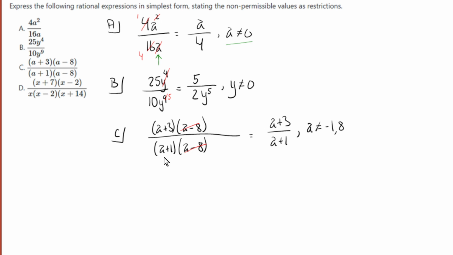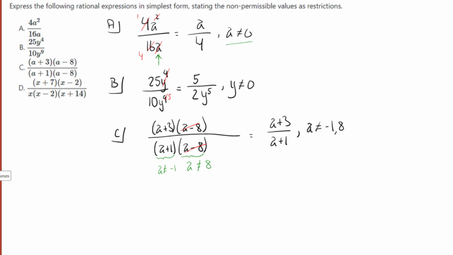Because if we look at this first binomial here, if a equals -1, -1 plus 1 is 0. So we cannot have 0 in the denominator. For the second binomial in the denominator, if a equals +8, we're going to get 8 minus 8, which is 0. So a cannot equal 8, +8.